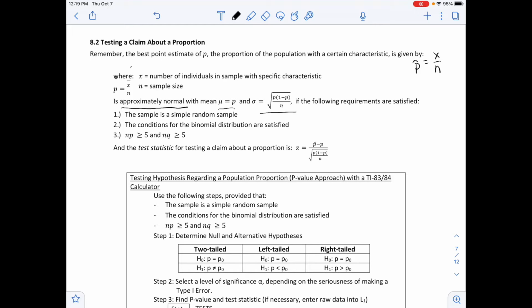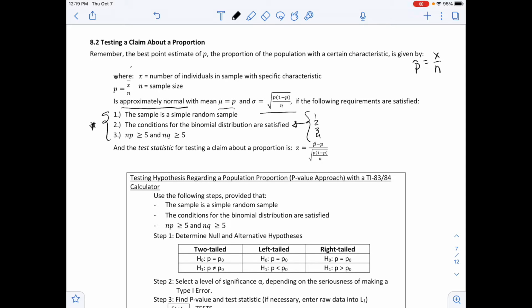And this is only if the following requirements are satisfied. These are definitely requirements we need to check. The first is that the sample is a simple random sample. The second is that the conditions for the binomial distribution are satisfied. So make sure you go back and look for this. There should be 4 different things that you need to check in order to make sure that something satisfies a binomial distribution. And then n times p and n times q both have to be greater than or equal to 5.